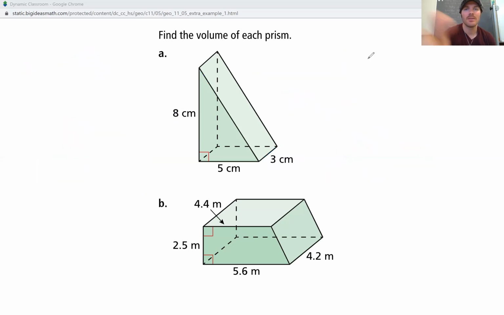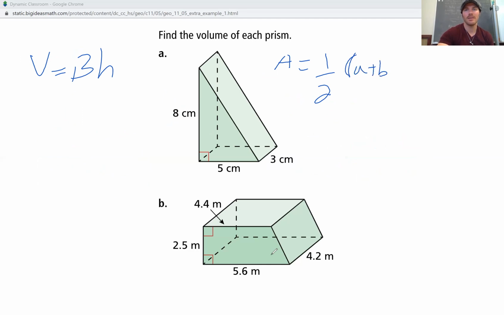Now the next one can be even more tricky. We identified the base as this trapezoid. Now the area of a trapezoid is half times A plus B times height. Now this is A and this is B and this is the height, to find the area of this trapezoid only.